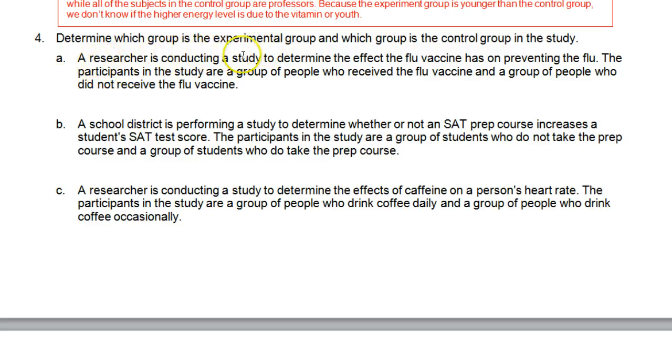So let's see. A researcher is conducting a study to determine the effect of the flu vaccine on preventing the flu. The participants in the study are a group of people who received the flu vaccine and a group of people who did not receive the flu vaccine. Yeah, the people who received the flu vaccine, they're the experimental group. The people who did not receive the flu vaccine are the control. If they really wanted to do it right, they'd give the non-flu vaccine people a placebo shot to eliminate the placebo effect.